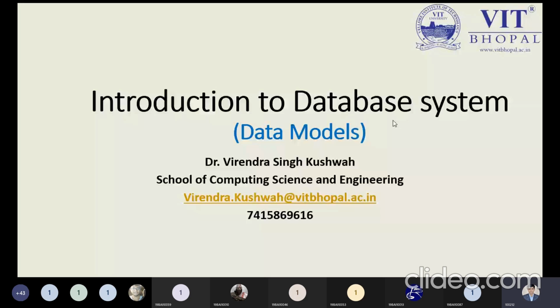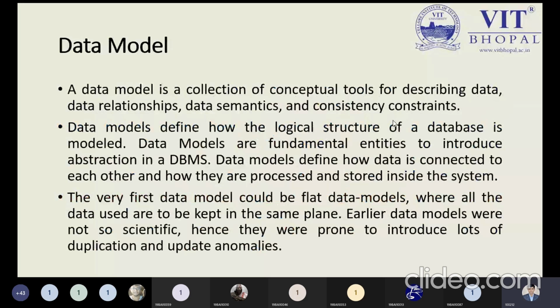So you can understand the data model definition from this slide. A data model is nothing but a collection of conceptual tools for describing the data and its relationships. So what data we have and how to make the relationship with the other data is already represented by the data model. Data model is basically a term which describes how two different kinds of data in the database are associated with each other, and how they communicate or make a relationship with the other kind of database.